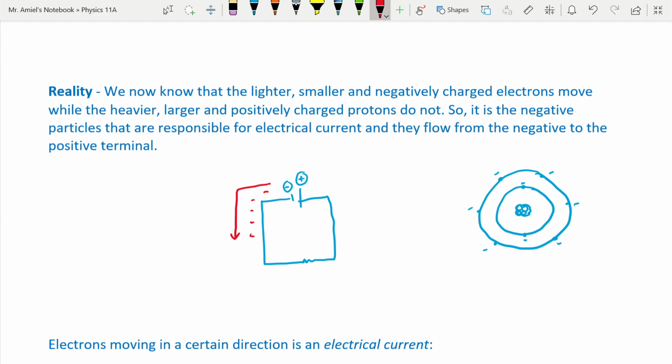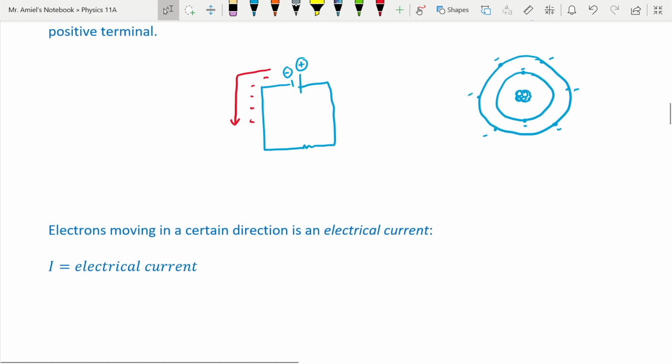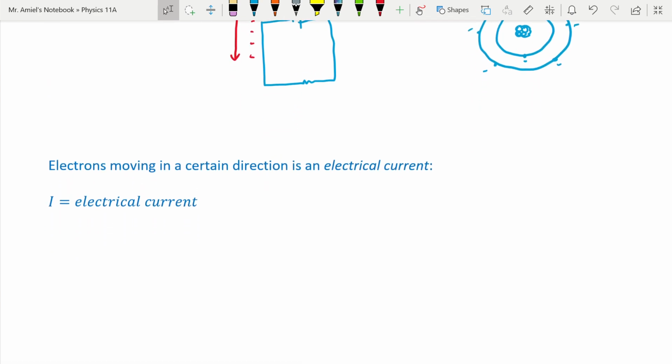Current, again, is something flowing, and now we have an appreciation that what's flowing is actually these electrons, which are carrying a negative charge. So we can now say that electrons moving in a certain direction is an electrical current. Electrical current is denoted by the capital letter I. The reason for that is we're going to talk about coulombs in a second, and they didn't want us to confuse coulombs and current. So electrical current got the letter I, whereas coulombs got C.